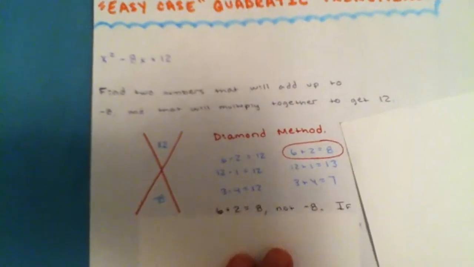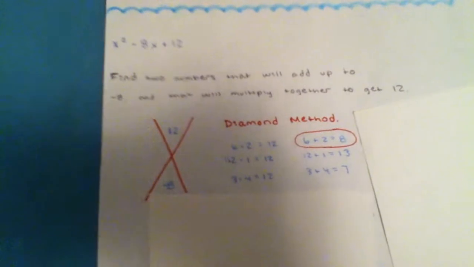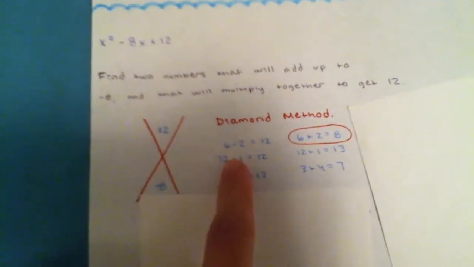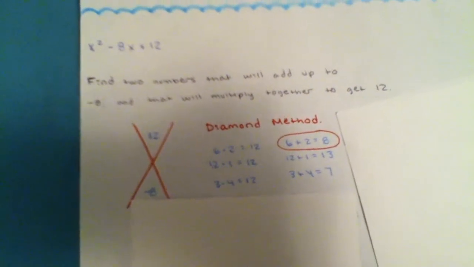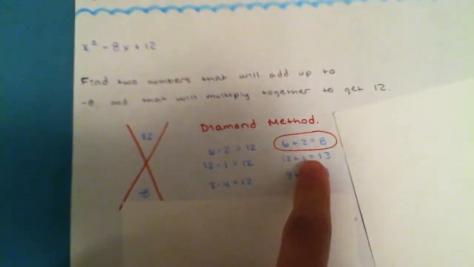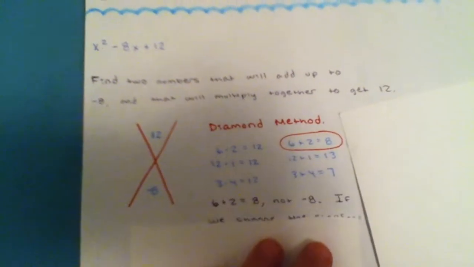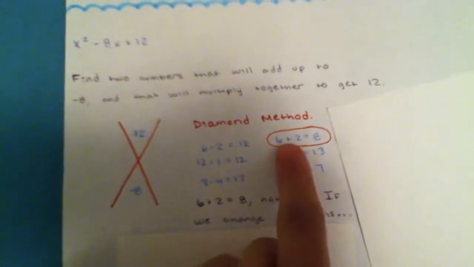For this, I'm going to use the diamond method. I'm going to find two numbers whose product is 12. And so I have 6 and 2, 12 and 1, and 3 and 4. Now I need to find their sums. 3 and 4 is 7, 12 and 1 is 13, and 6 and 2 is 8. But 6 plus 2 equals 8, not negative 8. By the way, those are the two we're going to use.